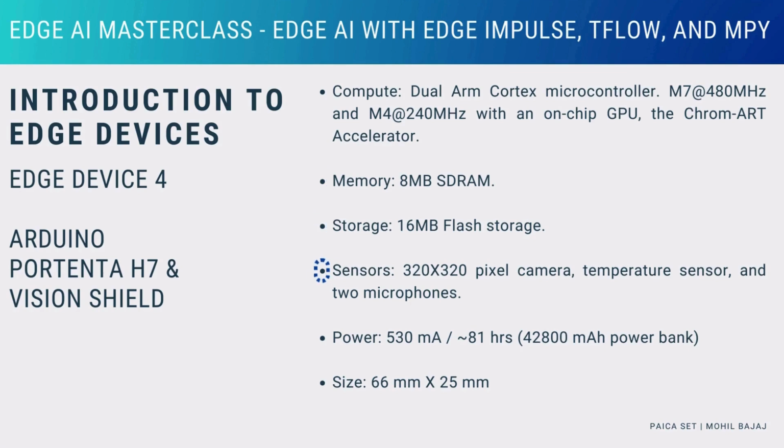The combined setup, along with the Vision Shield, features sensors like a 320 by 320 pixel camera, a temperature sensor, and 2 microphones. The combined power requirement for the setup is around 530 mAh, which translates to 81 hours or over 3 days of life on battery power. Designed for versatility, it measures only 66 mm by 25 mm, making it compact yet powerful.